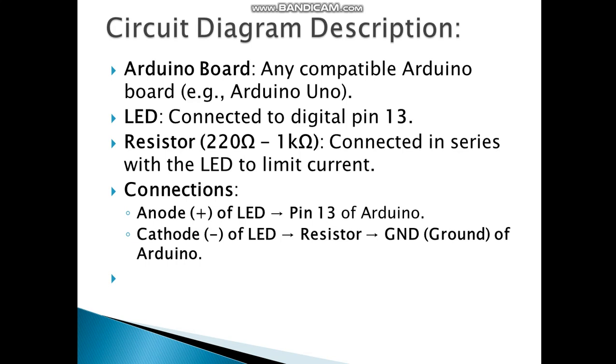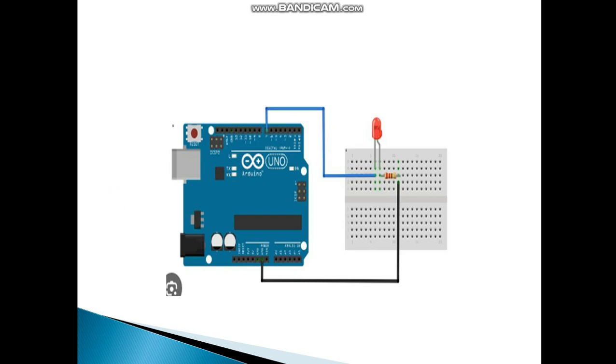Circuit diagram description: Arduino board, LED, resistors and connectors. So this is the circuit diagram. The LED is connected to the Arduino board.